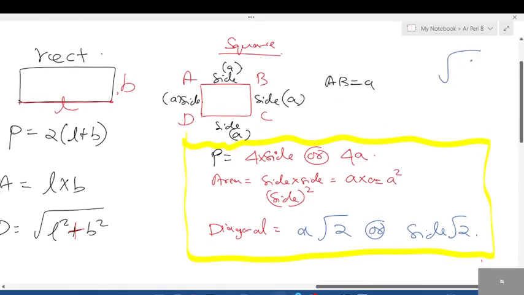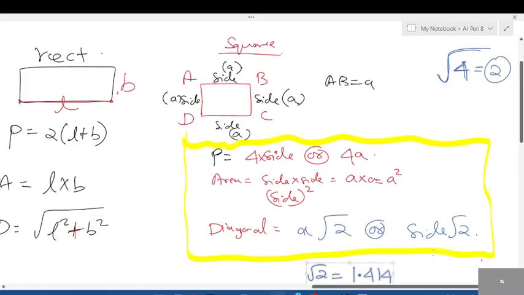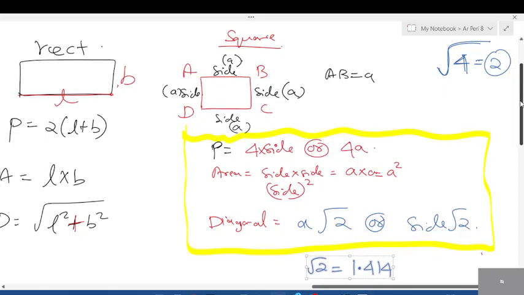What's the answer for square root of 4, students? It's 2. Like that, we have a value for square root of 2. Make a note of this. The direct value is 1.414. You should memorize this value. Okay, draw the diagram now. Draw the square diagram. Write all these things, whatever I've written.